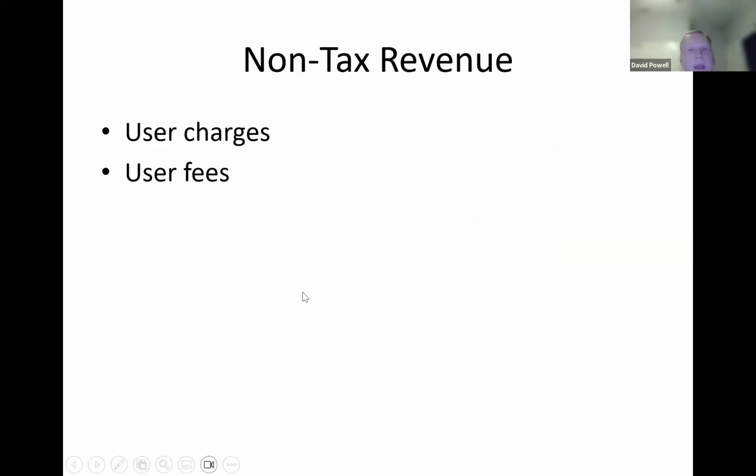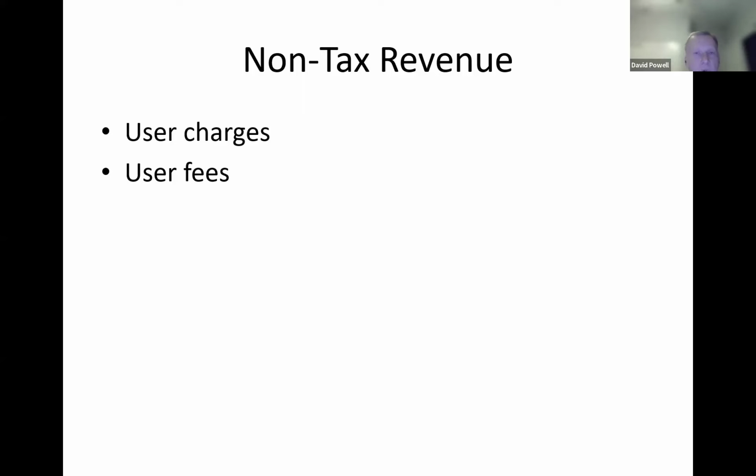But as I said before, as a result of Proposition 13, local governments were able to derive less and less money from the local property tax. So what they did is they went out searching for other forms of revenue. And they found other forms of revenue in what are called non-tax forms of revenue. So things such as user charges and user fees.